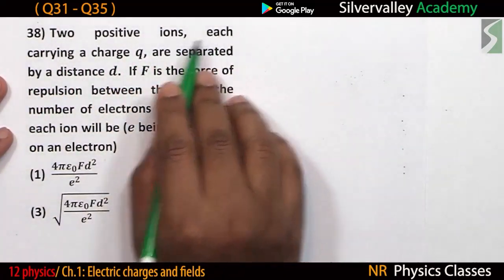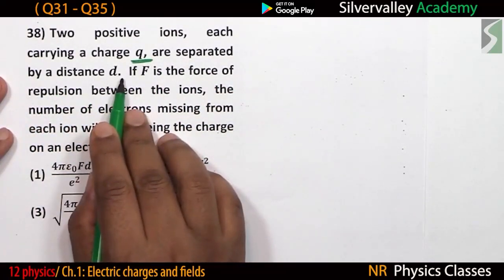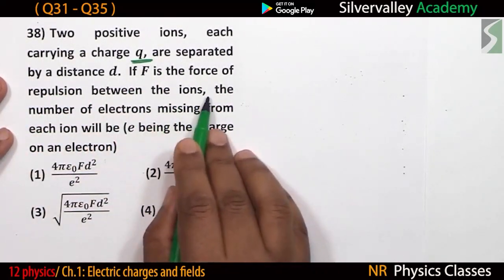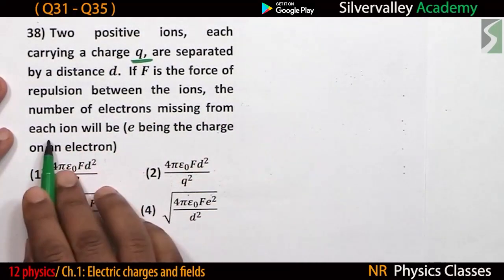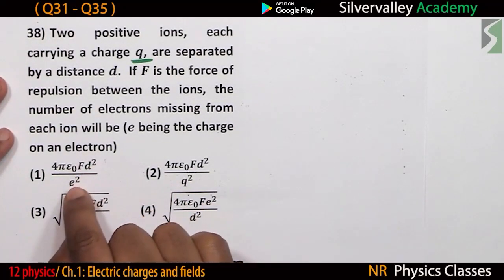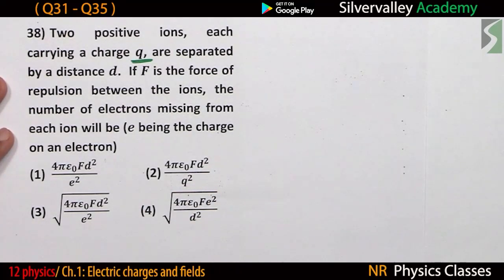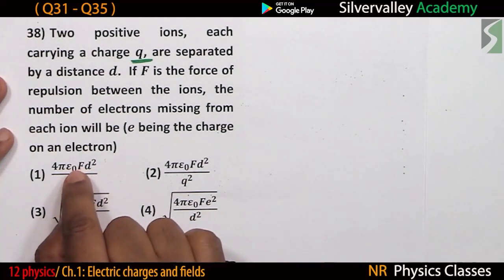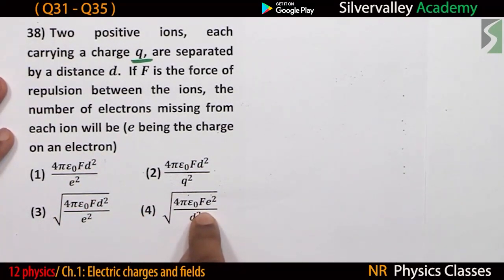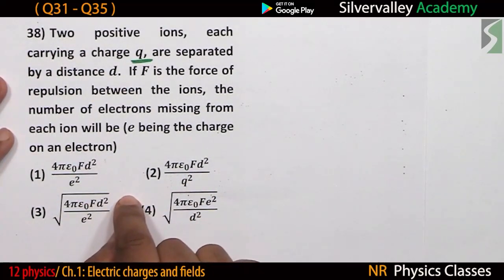Two positive ions, each carrying a charge q, same charge, are separated by a distance d. If F is the force of repulsion between the ions, the number of electrons missing from each ion will be, look at the options: d square by e square, d square by q square, and so on. So all the equations are different. You can apply the principle of homogeneity of dimensions. Write the dimensional formula for each of the terms and simplify, you'll get the answer.